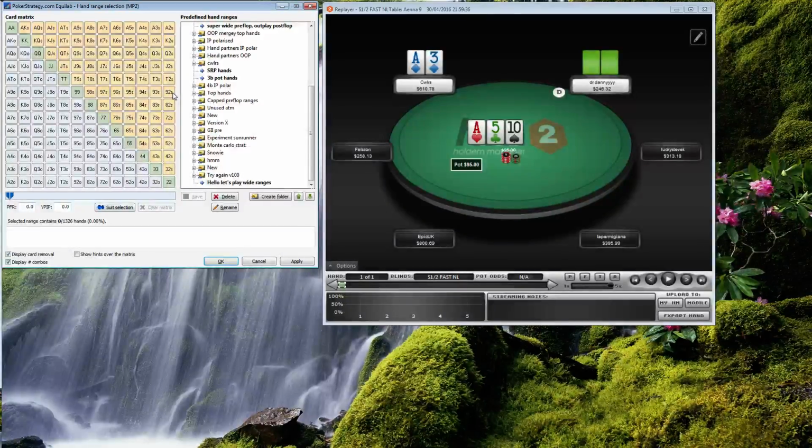Work on your bet sizing: a big bet size for your polar range, a smaller bet size for your merged range, and then choose the hands appropriately. If you're going to have flatting ranges, you can't value bet too thin with a massive sizing with jacks and tens, for example. 4-betting out of position, you'll just kill yourself basically.